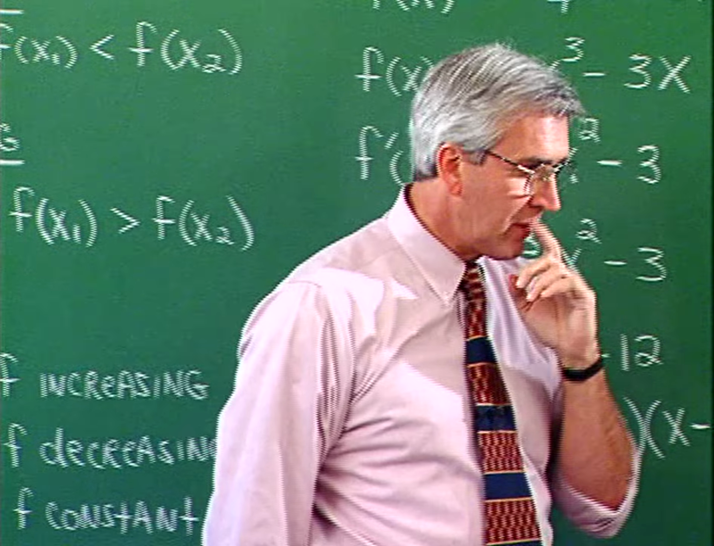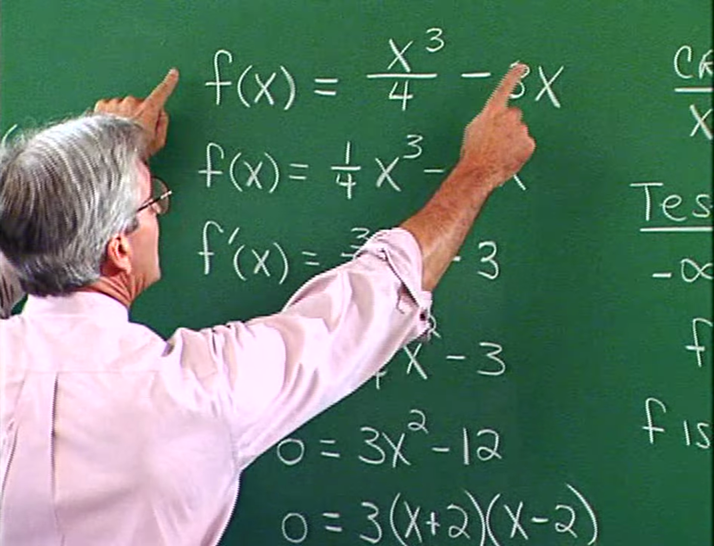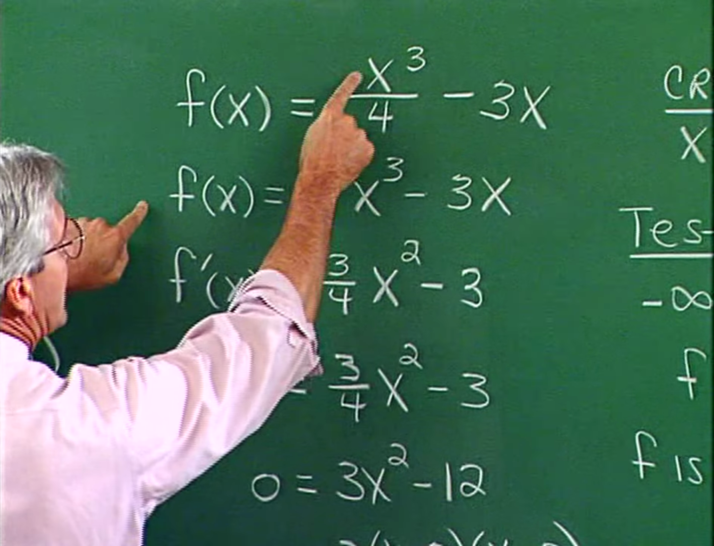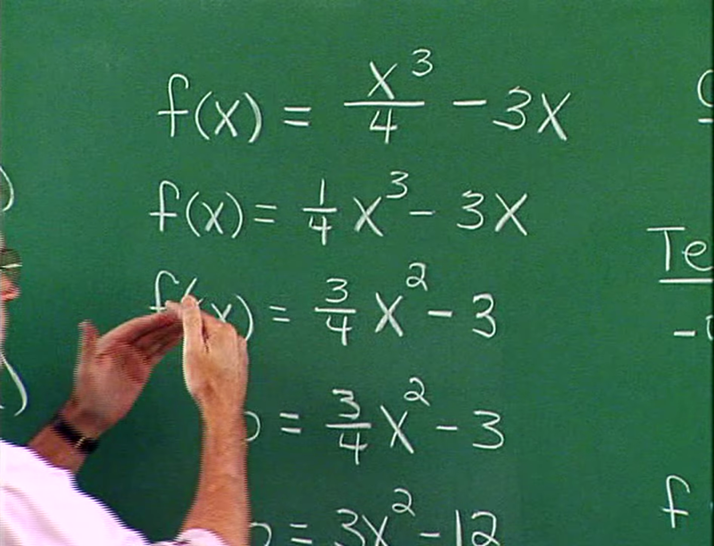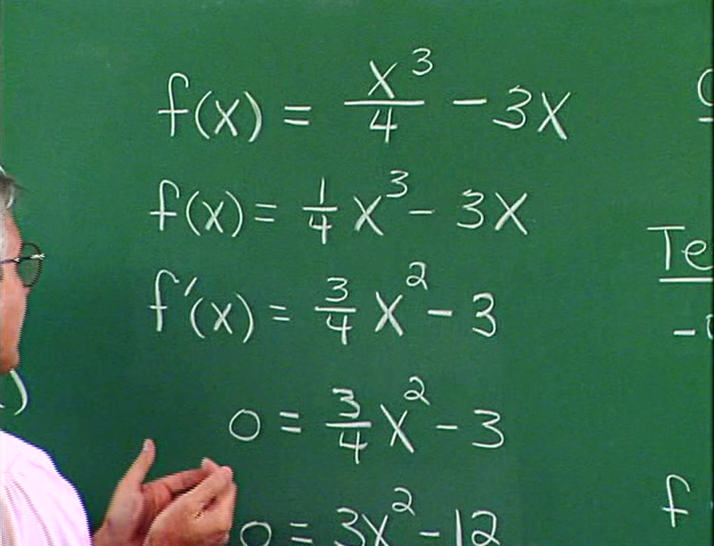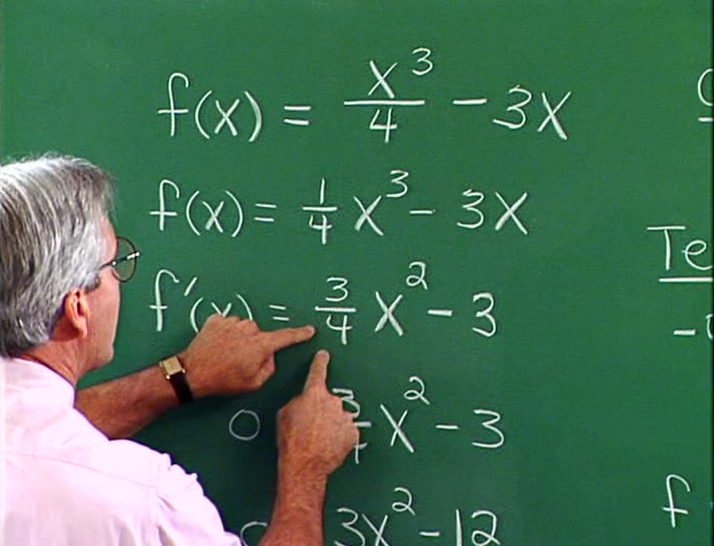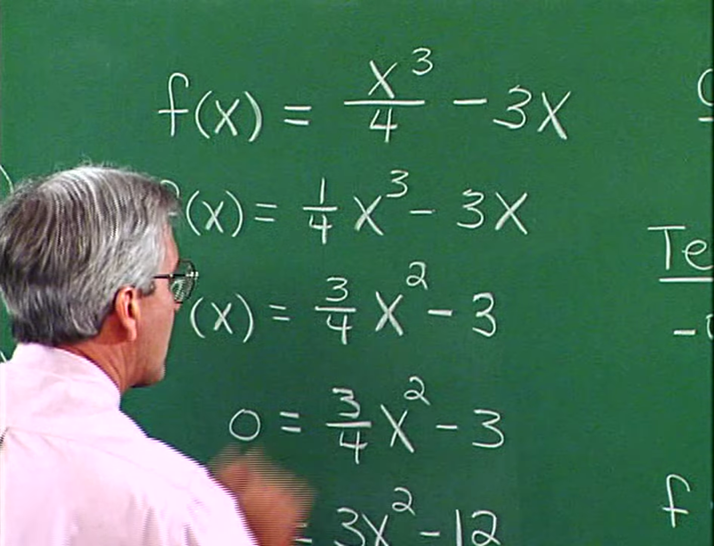the function that defines that graph over there. Here's that function. All right, here's the f of x that makes that graph over there. Now I've changed x cubed over 4 to 1/4 x cubed in order to accommodate the derivative function. f prime of x then is, let's see, 3 times 1/4 x squared, and then minus 3.